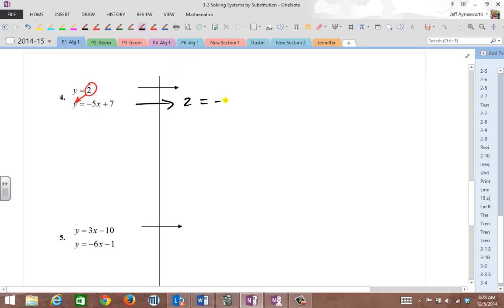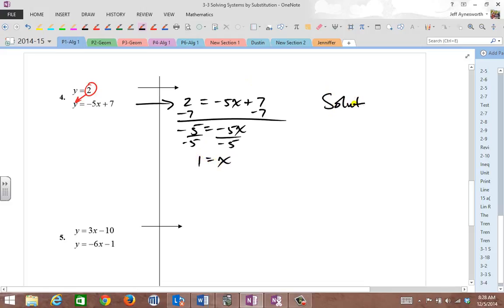2 equals negative 5x plus 7. I already know what y is equal to, so the only thing I need to do is find x, and then I'm done. So subtract 7, and I get negative 5 equals negative 5x, divide by negative 5, and I get 1 is equal to x. So my solution is a very simple one.